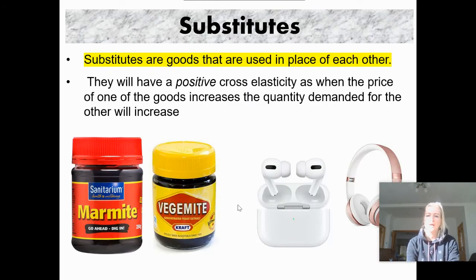Substitutes, we know, are goods that can be used instead of each other. They will have a positive cross elasticity. For example, we've got Vegemite and Marmite. If the price of Marmite goes up, then the quantity demanded of Marmite will go down, and people will switch to Vegemite because they would consider it relatively more affordable compared to Marmite. So the price of Marmite goes up, and the demand for Vegemite goes up as well.